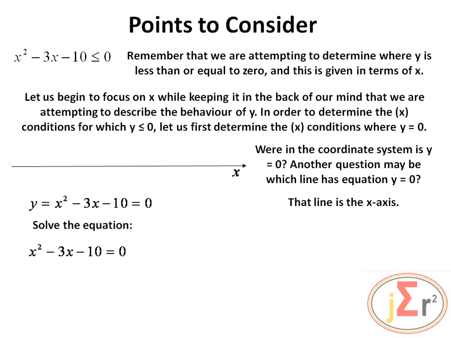So y is equal to x squared minus 3x minus 10, or we may say f of x is equal to x squared minus 3x minus 10. And of course, because y is supposed to be equal to 0, then we know we are equating x squared minus 3x minus 10 to 0.